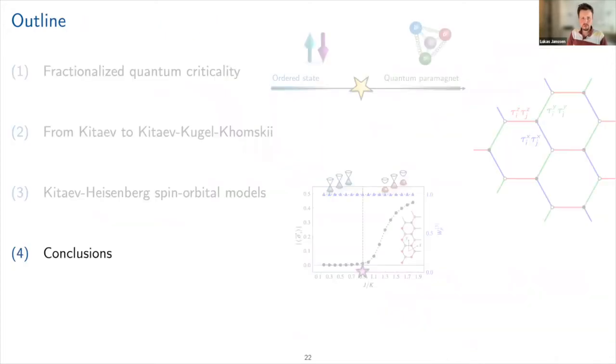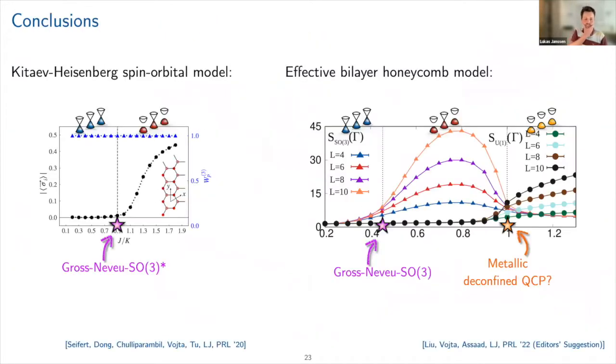So let me now conclude. I have really presented you kind of two kinds of microscopic models. Everything's motivated by this Kitaev type of spin orbital model that I have argued features a fractionalized version of a fermionic quantum critical point. And this fractionalized version is in the Gross-Neveu SO3 star universality class.